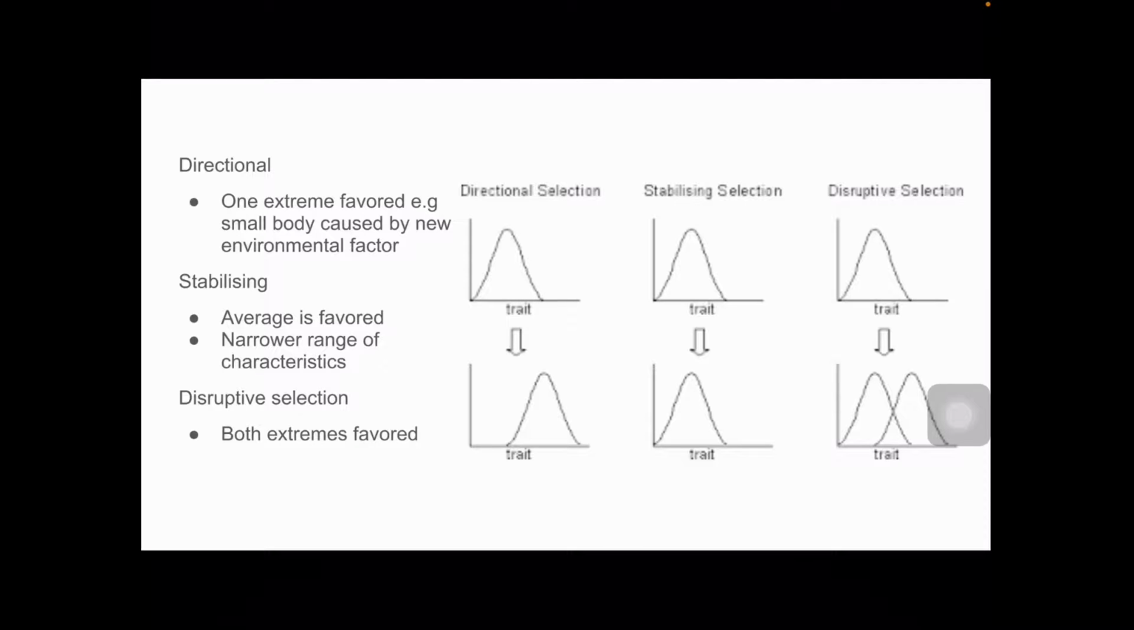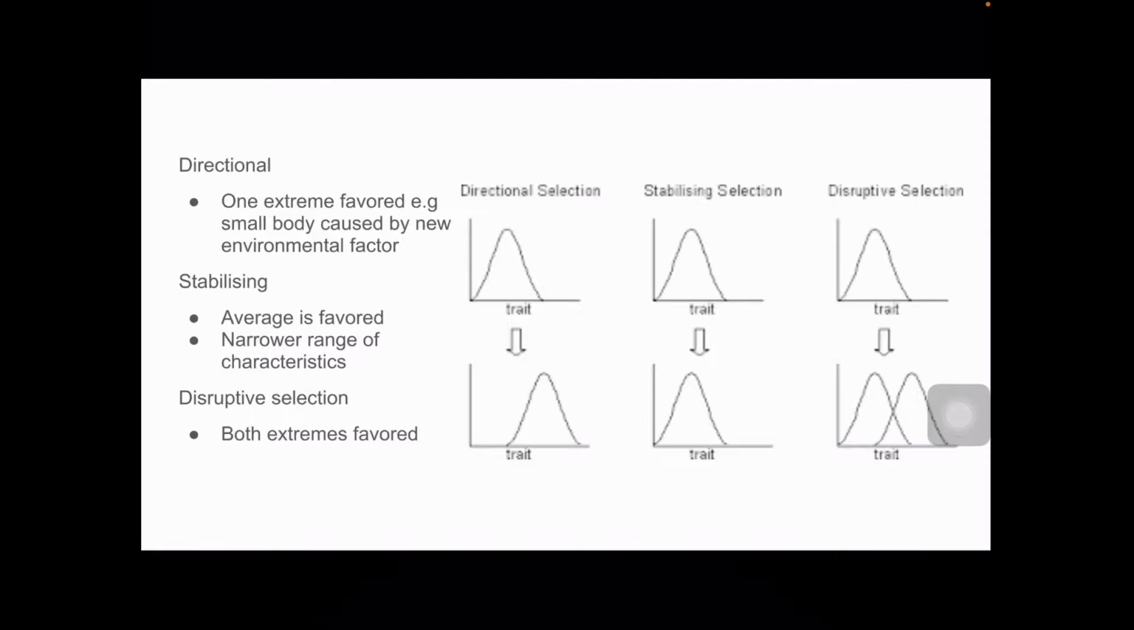Okay, moving on to directional selection, which is when one extreme is favored. For example, a small body size is favored, so the graph shifts to the left or to the right, depending on where you put it.